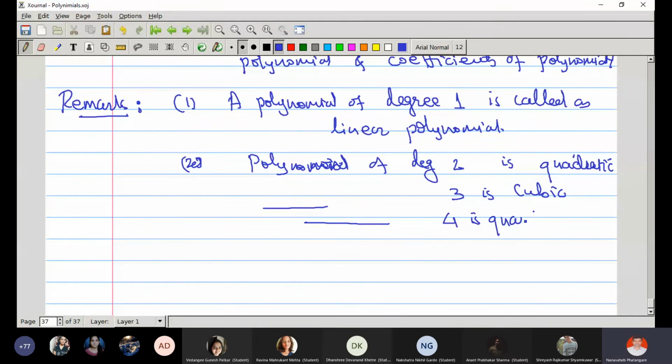Then degree 6, degree 7, so names are given, but up to degree 5 some methods are developed, right? After that there is no standard method to solve the polynomials, and we'll try to see some of the cases up to degree 3 or probably degree 4.